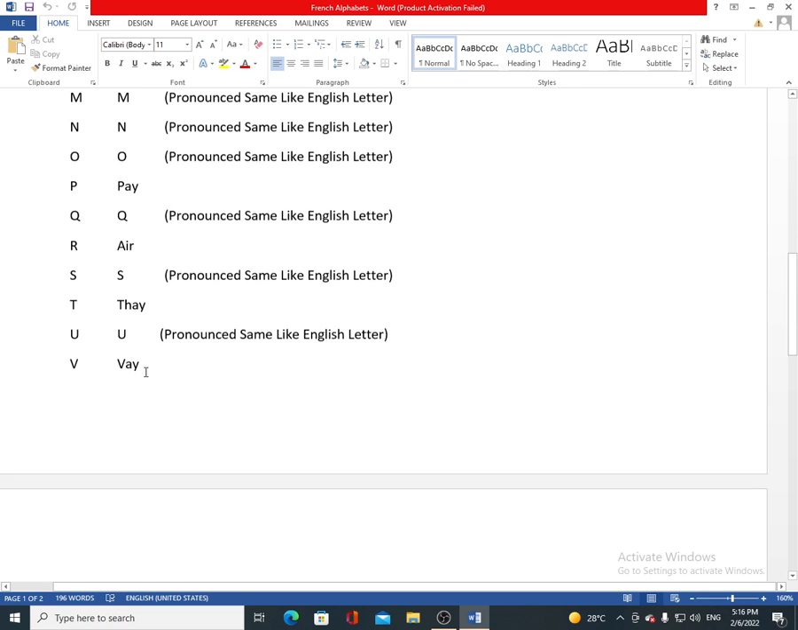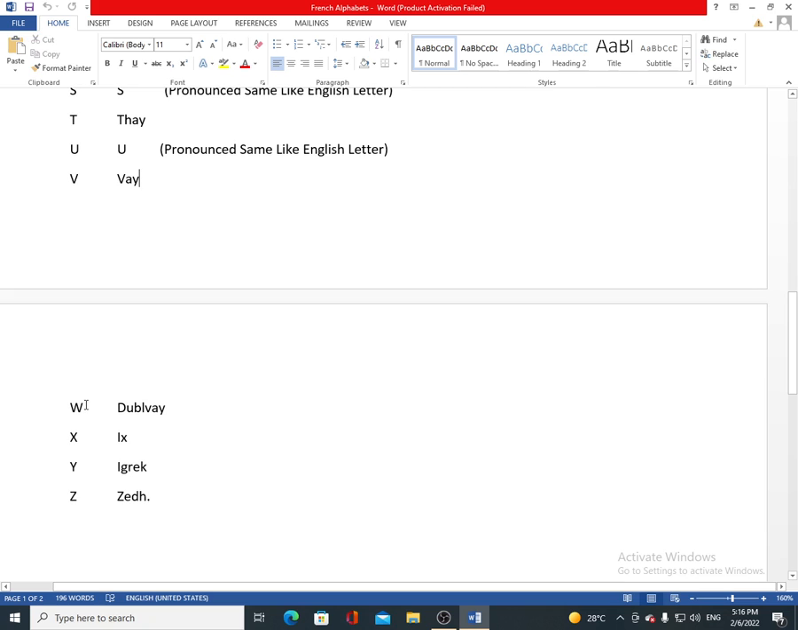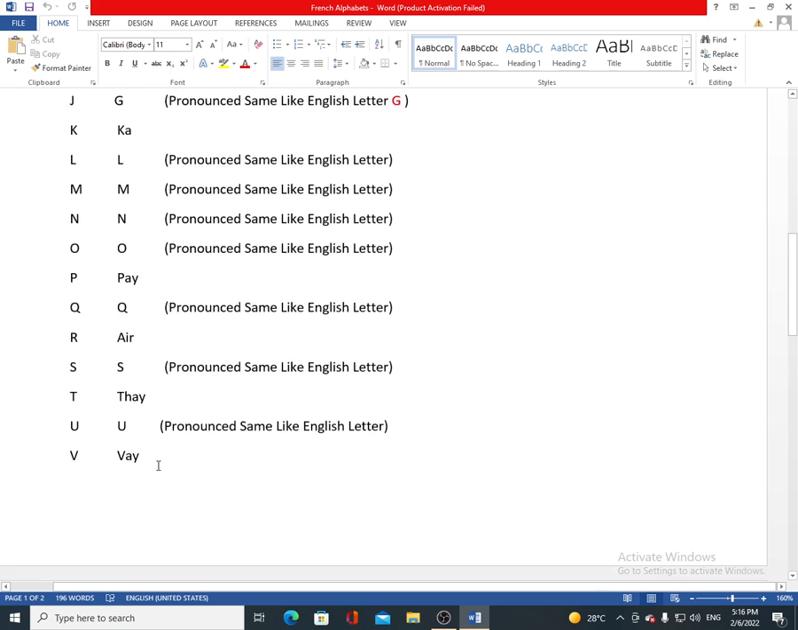V is pronounced as V. W is pronounced as W. X is pronounced as X. Y is pronounced as Y. Z is pronounced as Z. So these are the French letters with the pronunciation.